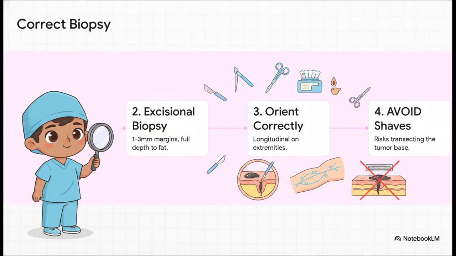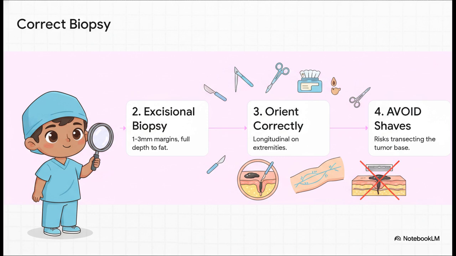So how do we get this critical info? With the right biopsy, of course. The gold standard is a full-thickness excisional biopsy. That means 1 to 3 millimeter margins, and you're going all the way down to the fat. On an arm or a leg, you have to orient it longitudinally, up and down the limb, to preserve the lymphatic drainage for a potential node biopsy later. And here's the biggest exam trap: a superficial shave biopsy. It is dangerous. Why?